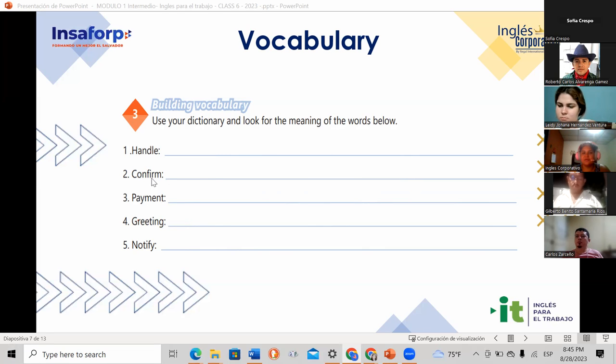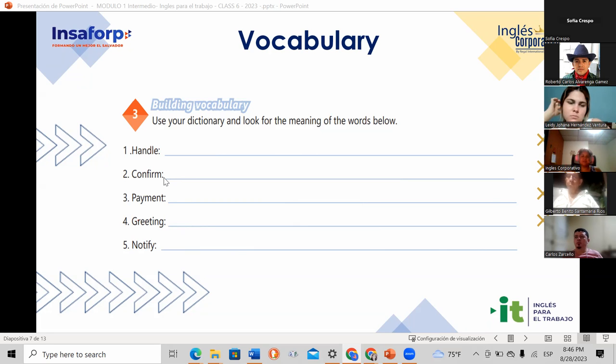The definition of confirm. Okay, number two, confirm. I think it is when the client needs to set up the order for your meal. In this context, in a restaurant, confirm, I think, is about when the client needs to confirm or set up the order for your meal, dinner, lunch, or breakfast. I think so, teacher.